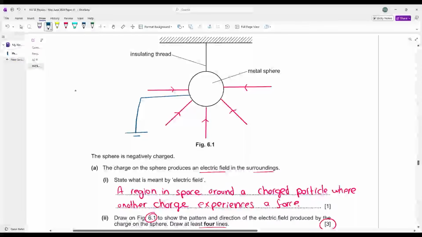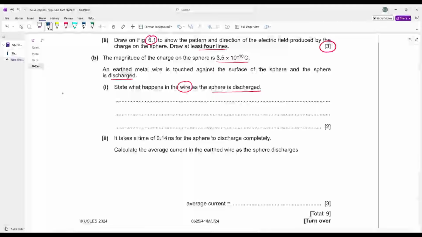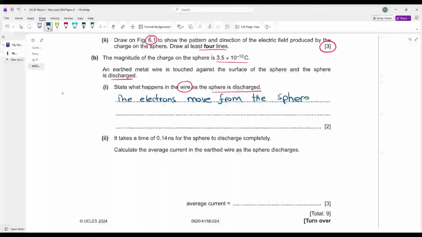This is how an earth wire looks. यहाँ पे जो नेगेटिव चार्जेस होंगे, they will flow from the sphere into the earth. So you can say the electrons move from the sphere into the earth. Simple as that, nothing complicated here.